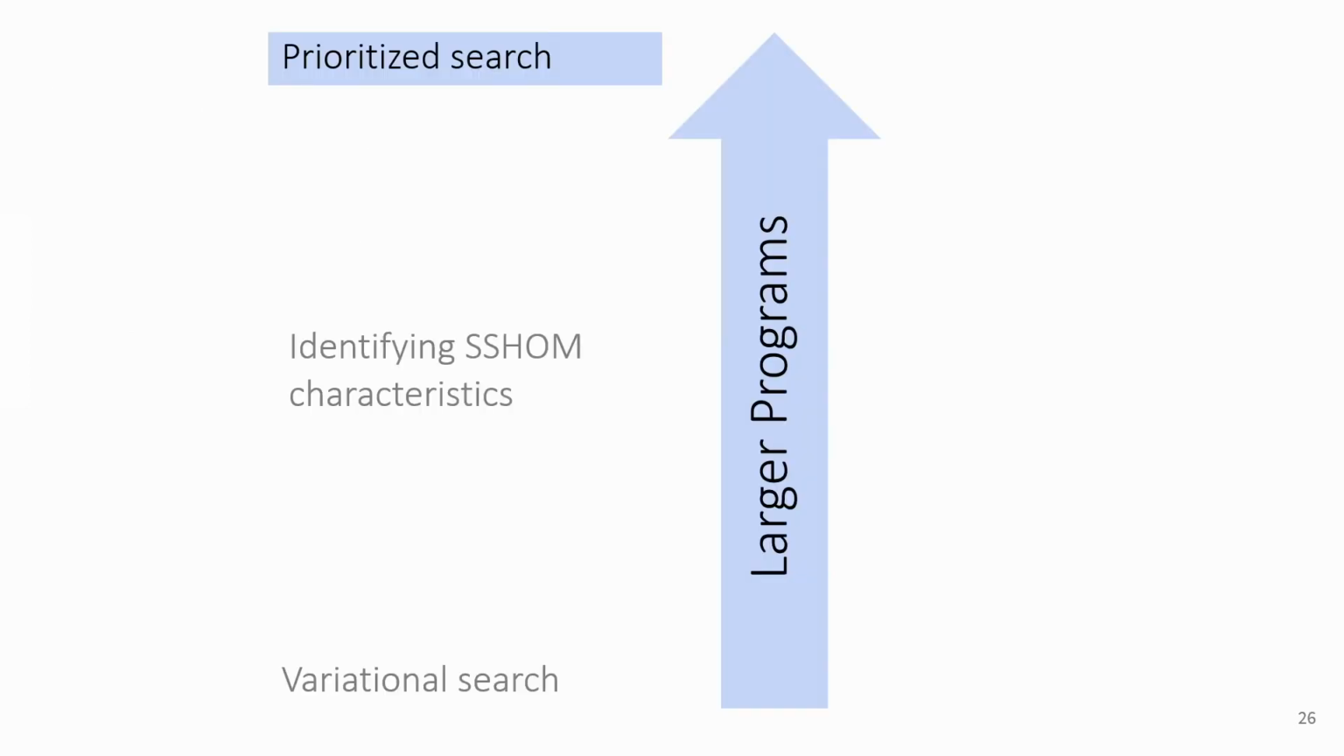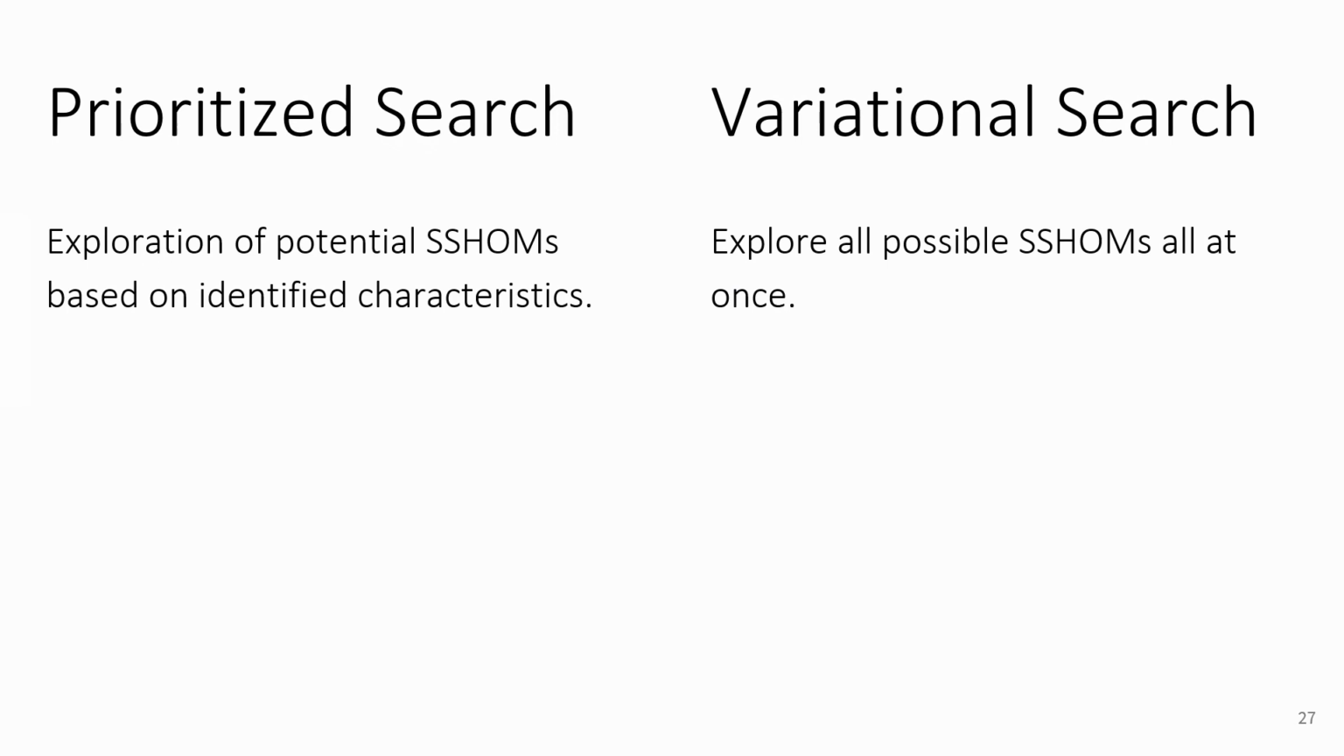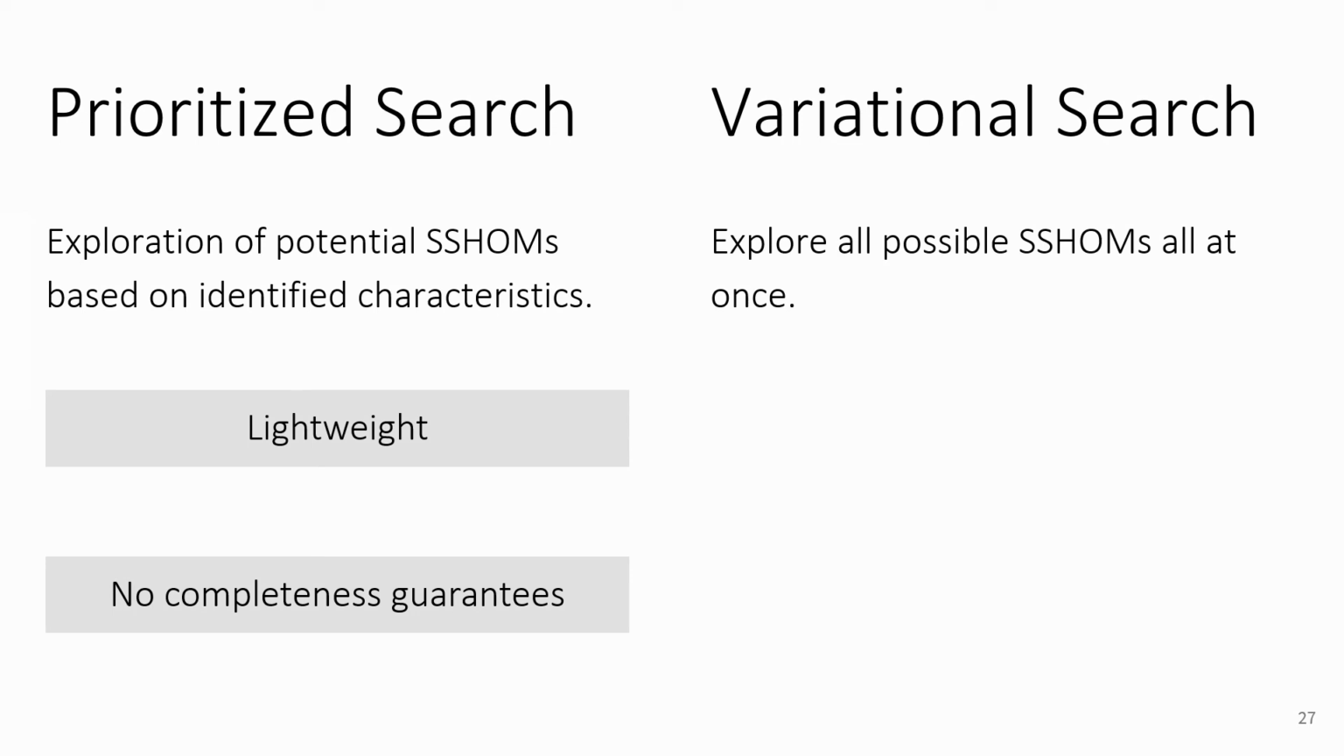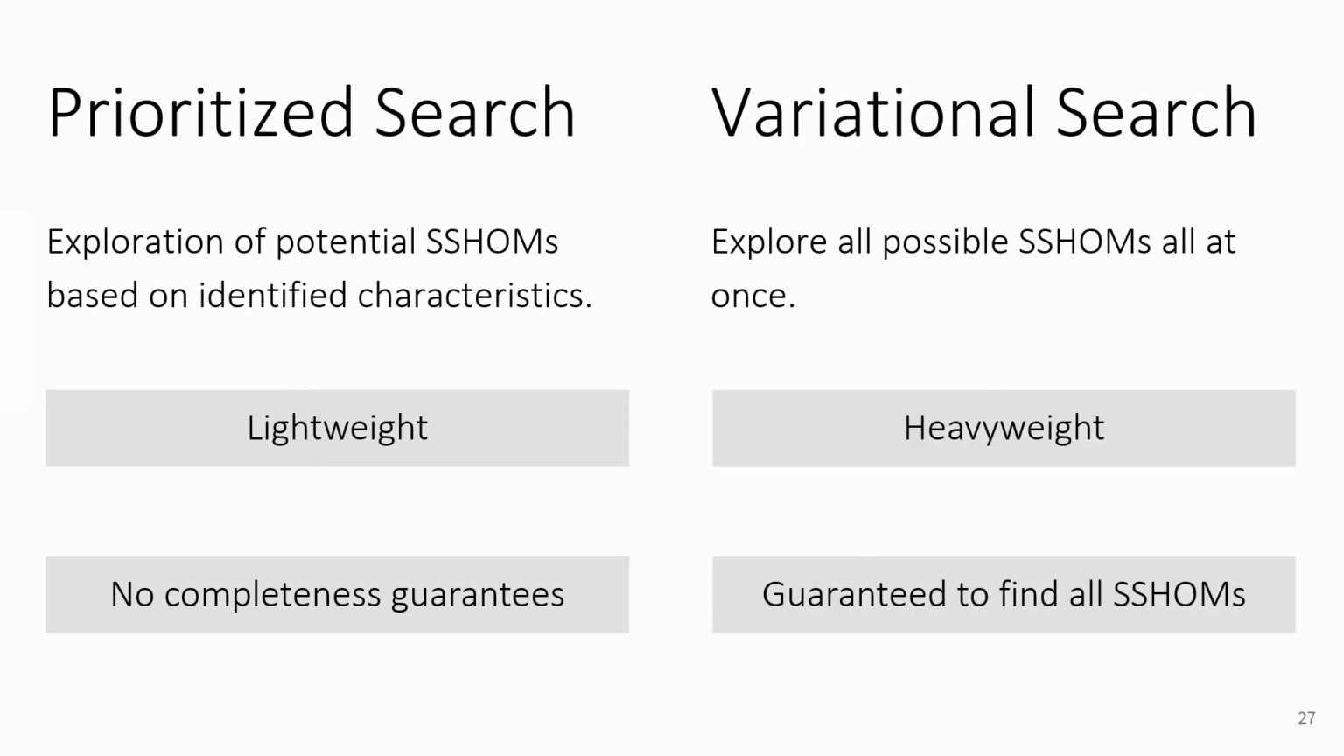Based on these characteristics, we developed a prioritized search to allow us to scale to larger programs. The prioritized search is intended to be an exploration of potential strongly subsuming higher-order mutants based on the identified characteristics, as opposed to the variational search, which aims to explore all possible strongly subsuming higher-order mutants at once. The prioritized search is intended to be lightweight and thus scalable, but not complete, while the variational search is much more heavyweight, but is guaranteed to find all strongly subsuming higher-order mutants for smaller programs.